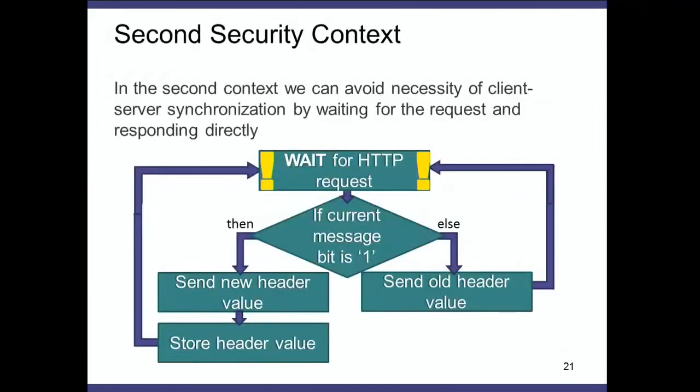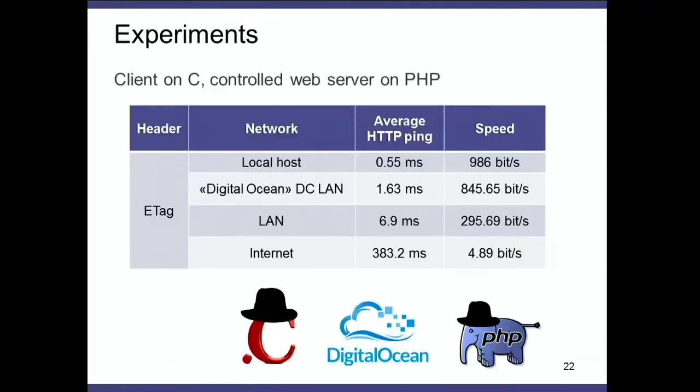We got rid of that bad synchronization that took so much effort. We can wait for an HTTP request and respond accordingly. Then the throughput goes up. We get one bit for every request. We tested on virtual machines in DigitalOcean, the data center LAN, and now we can use a local network too. The timing looks great, and on the internet, 5 bits per second is much better than what we saw in the very beginning, about 2 bits per second.